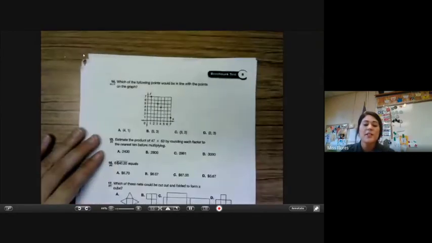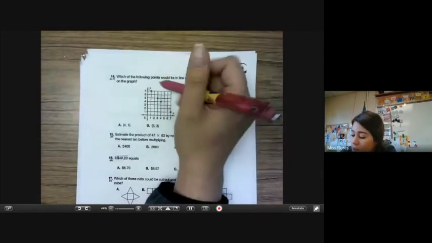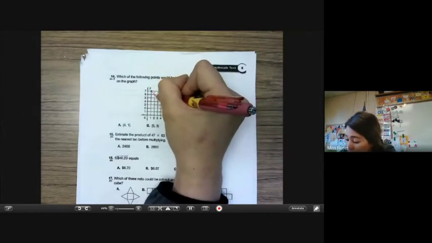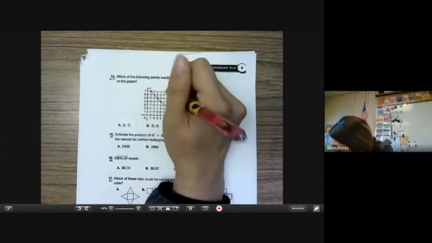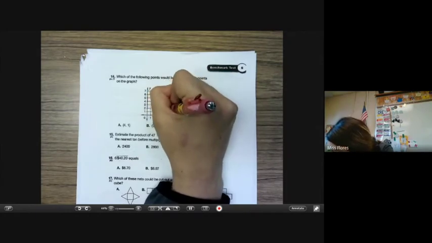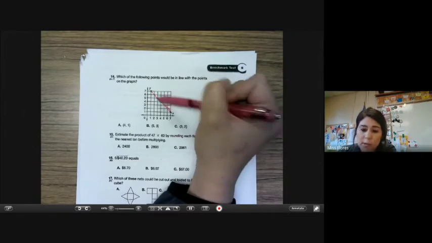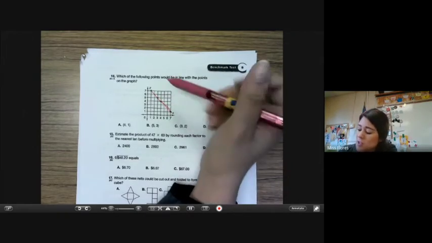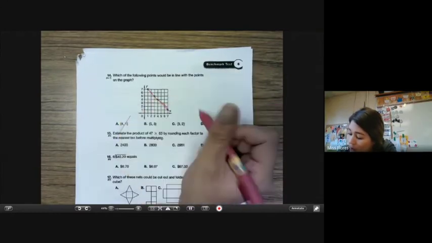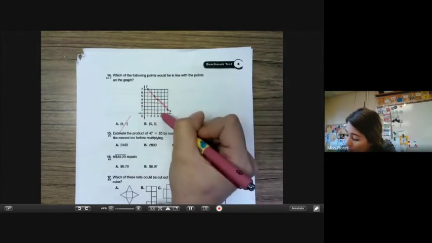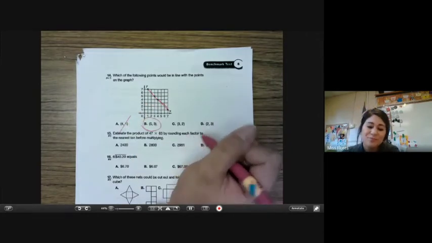All right, number 14. Which of the following points would be in line with the points on the graph? So we're looking at these points right here. So if we were to get our ruler out and draw a diagonal line, it's basically asking you what points are also going to be on this line. Okay, so 4, 1. Let's see. Would 4, 1 be there? Nope. Would 5, 3 be there? 5, 1, 2, 3. Yes, it would.